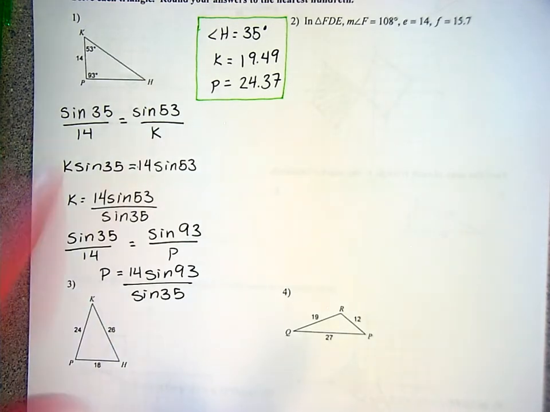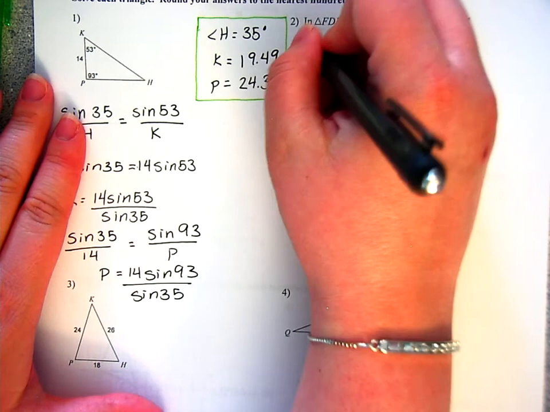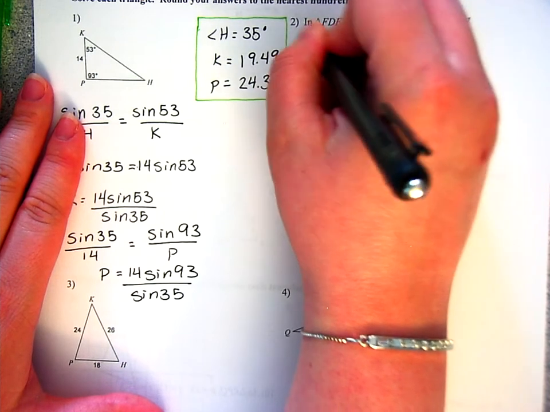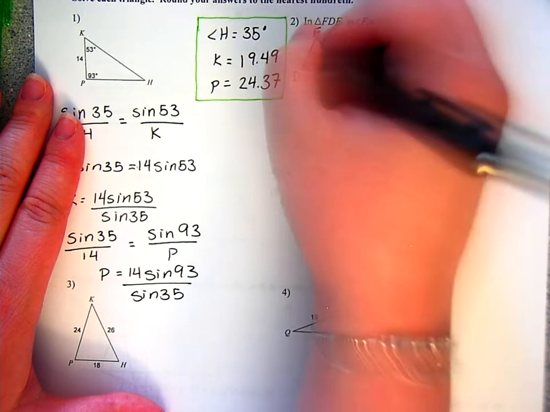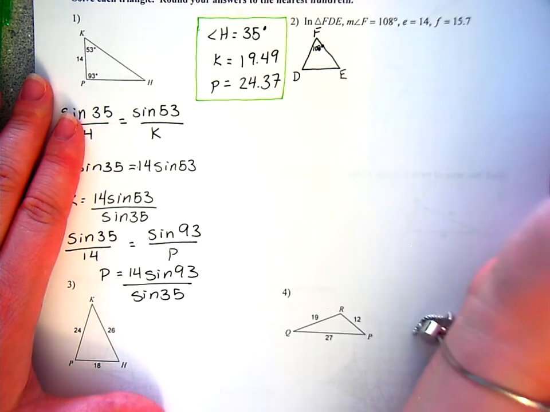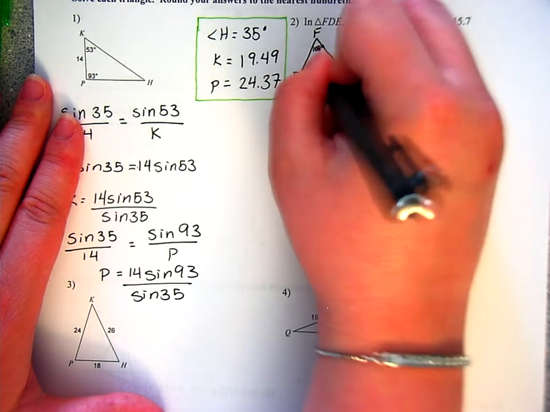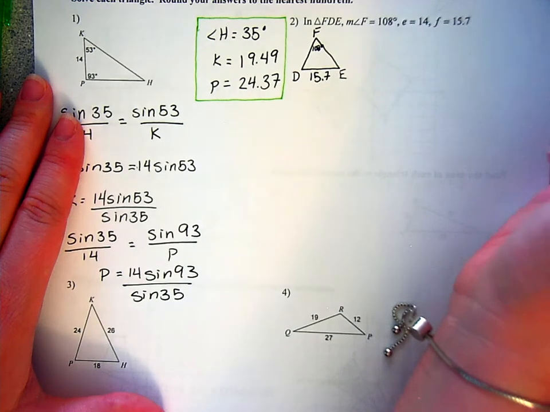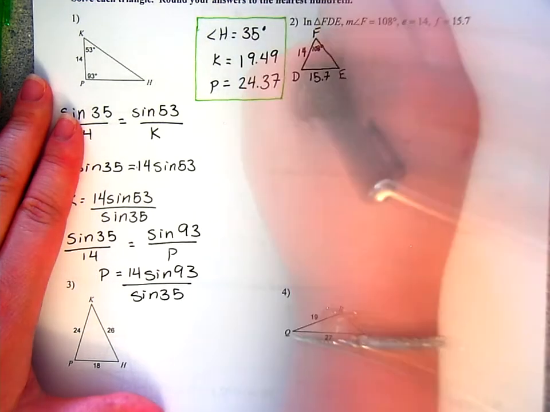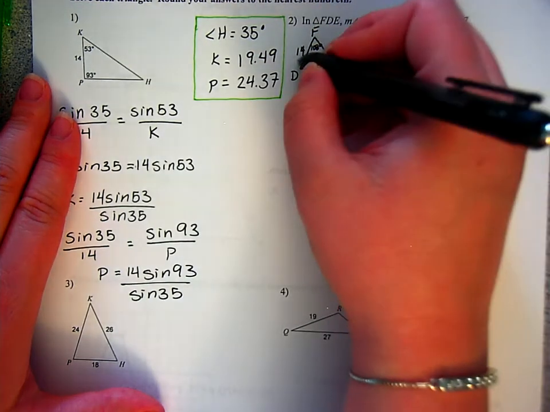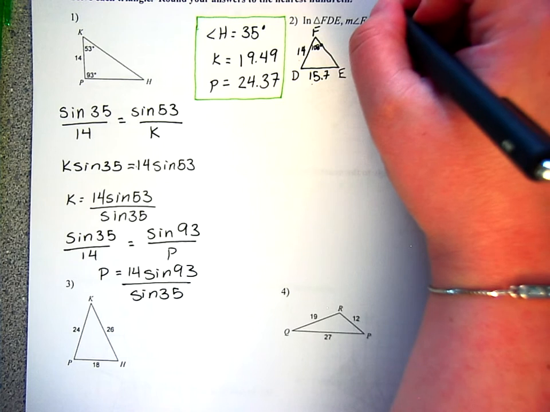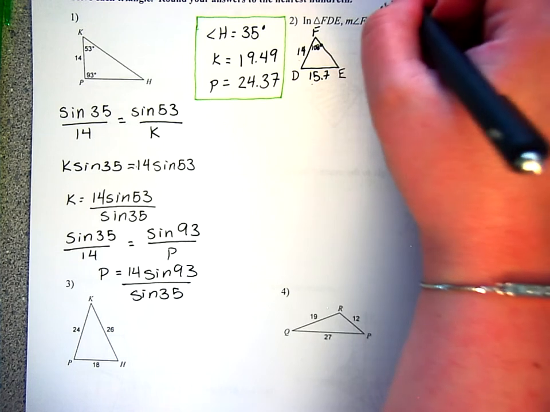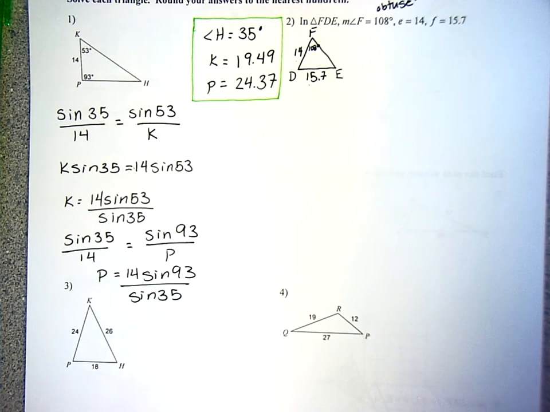Now for number 2, we can draw a little triangle if we like. We have triangle FDE. We're given angle F is 108, side F is 15.7, and side E, which is 14. So we're given side side angle, which is that ambiguous case. So we're going to take a look. Here our angle is obtuse, so we're looking at 2 options. We're either going to have one solution or no solutions.